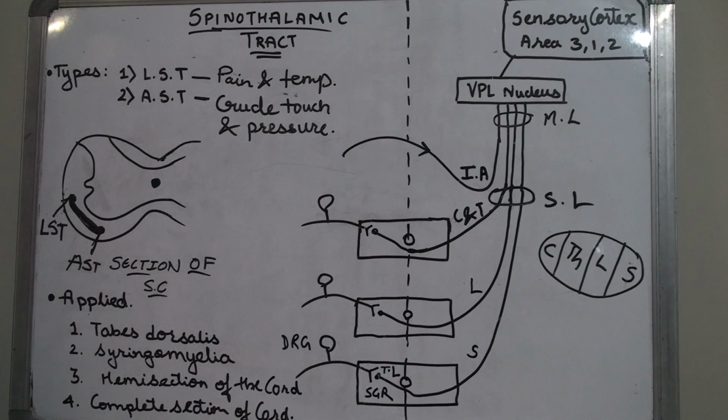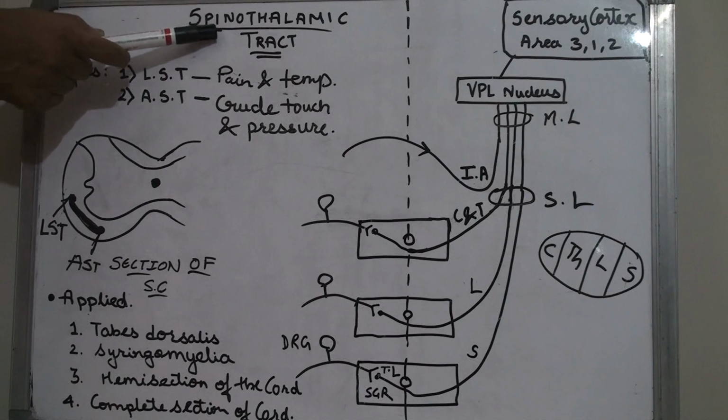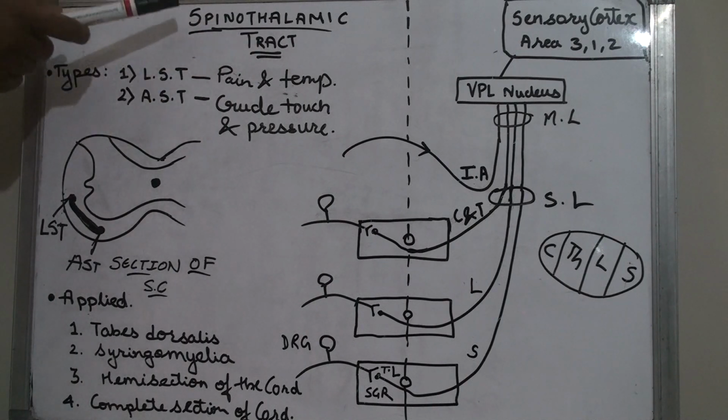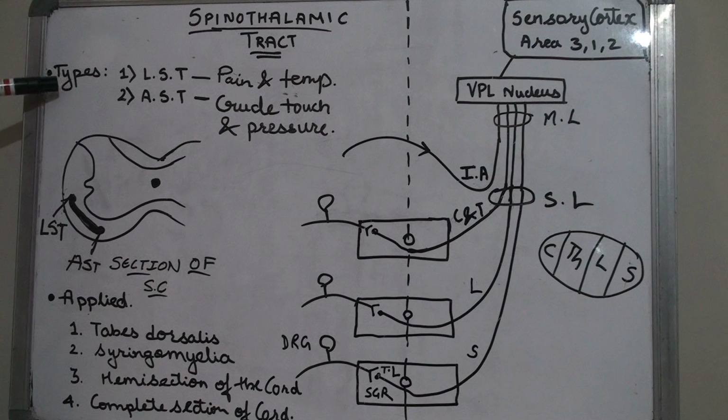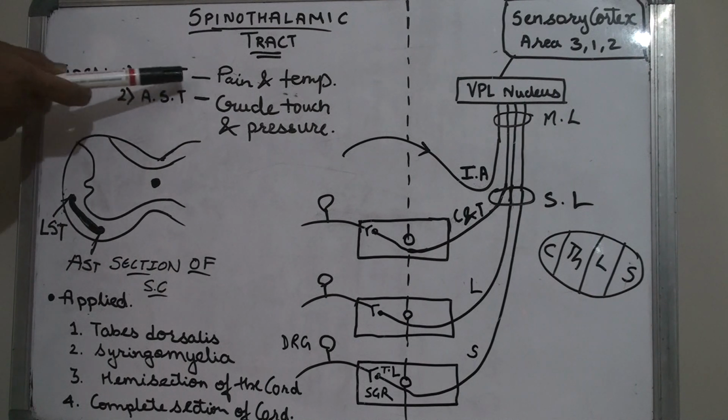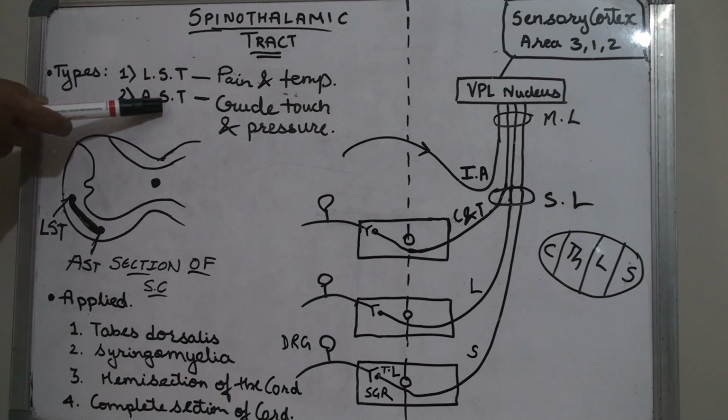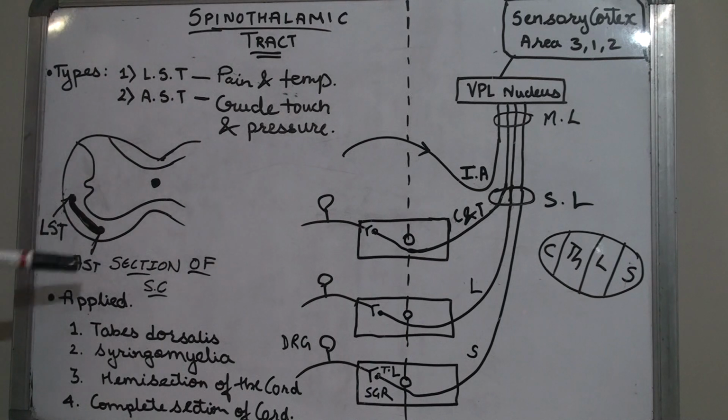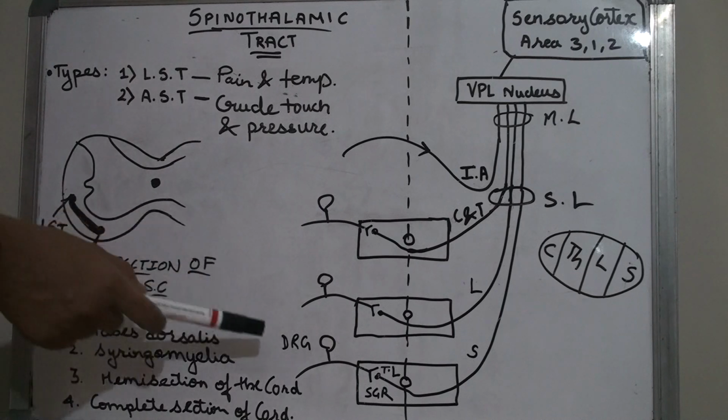We have already seen the basics of tracts. Today we are going to learn about the spinothalamic tract. Now, spinothalamic tracts are of two types: lateral spinothalamic tract and anterior spinothalamic tract. As you can see in this diagram, this is a section of the spinal cord which shows the lateral and the anterior spinothalamic tract position. Now let's begin with the course.